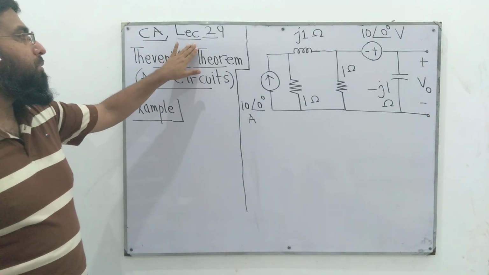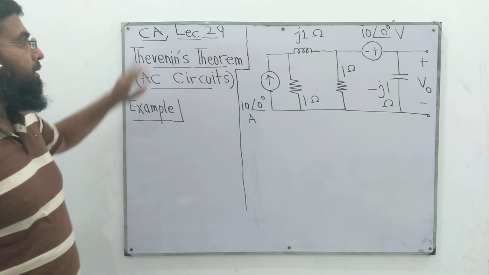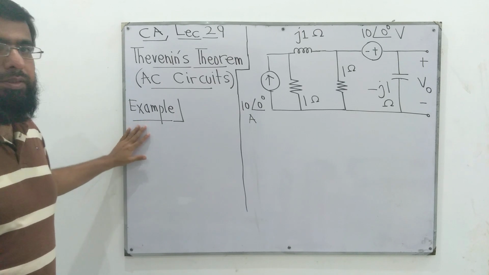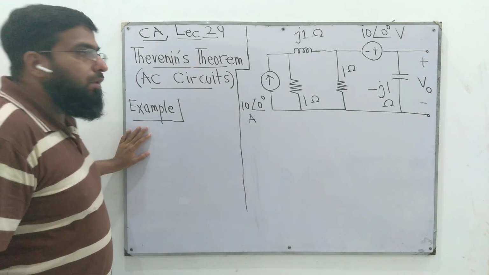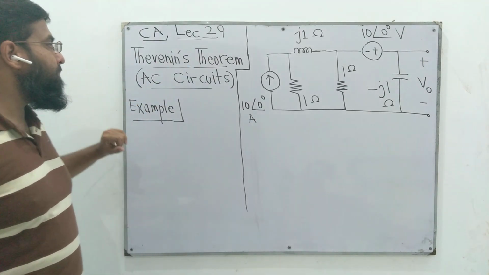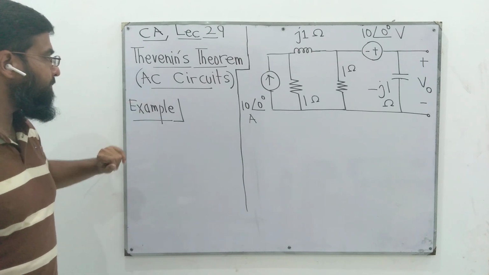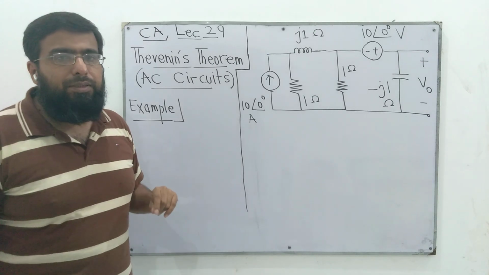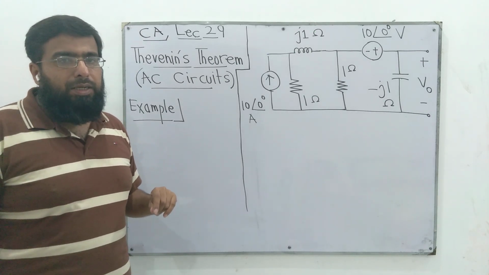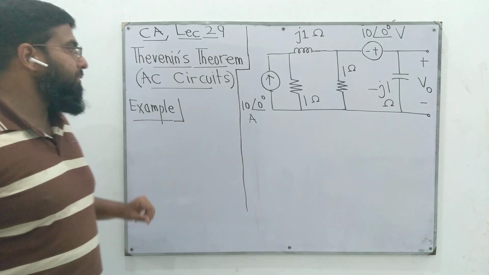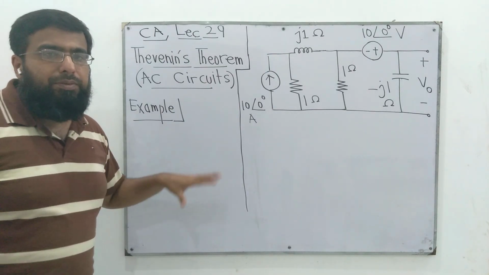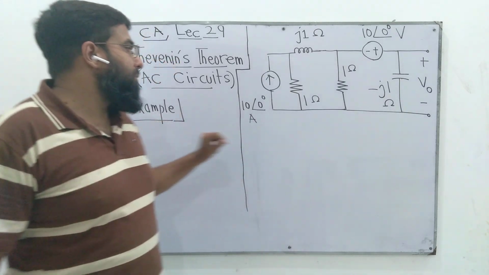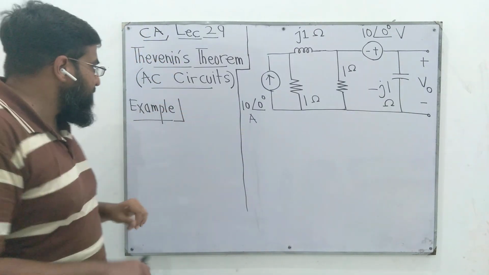Welcome to 29th lecture. We are studying circuit analysis. Today we'll solve an example related to Thevenin's theorem for AC circuits. We have already studied Thevenin's theorem for DC as well as AC circuits and have solved a number of examples. This lecture gives us a chance to practice on another sample question related to AC circuits.